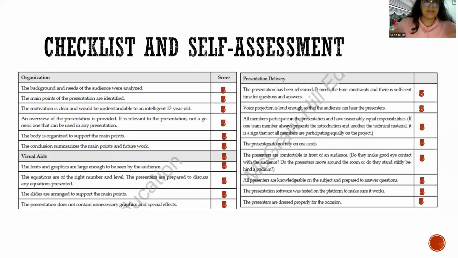And finally is the checklist and self-assessment. Organization score is that. Visual aids is that. Presentation delivery is that. You can see. That's enough.